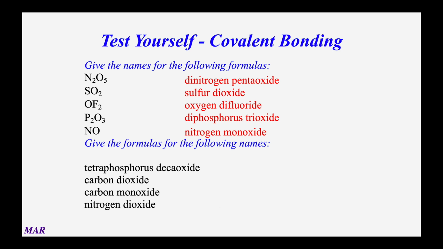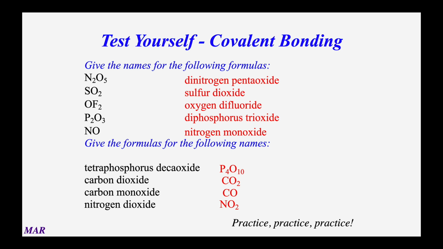The next ones are taking the names, putting them into formulas. So tetraphosphorus, tetra is 4, that's 4 phosphorus, which is P. Deca is the Greek prefix for 10, and oxide is oxygen, so we would have P4O10 on that one. Carbon dioxide, which is hopefully really familiar to you, that would be just CO2. Carbon monoxide, which is different. Mono is 1, dropping the double O, but you can put it in if you want to. That would be 1 carbon and 1 oxygen. And finally, the last one, nitrogen dioxide, 1 nitrogen, 2 oxygens.